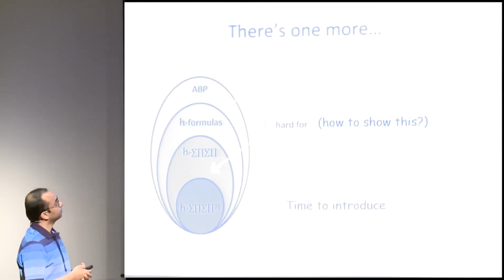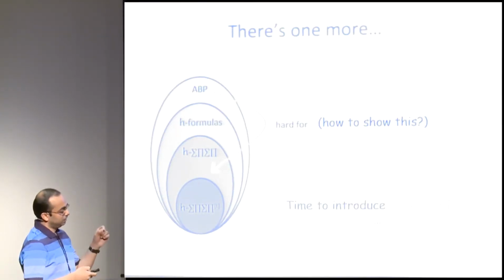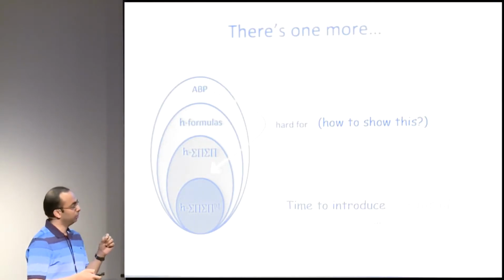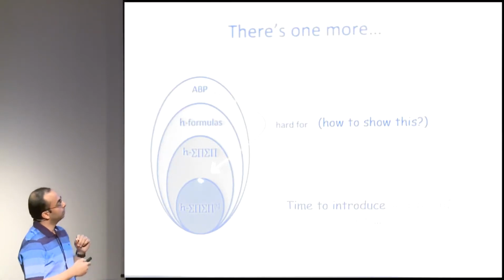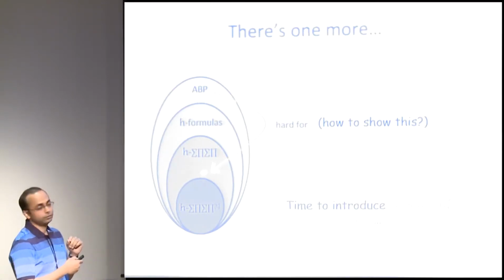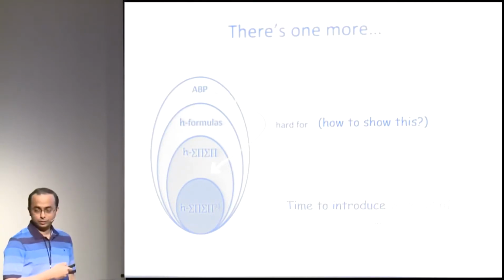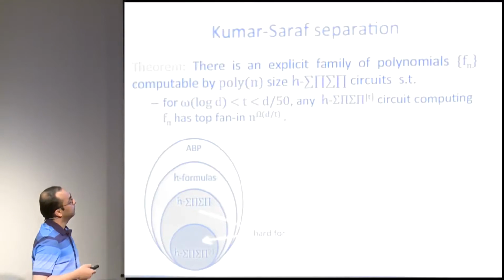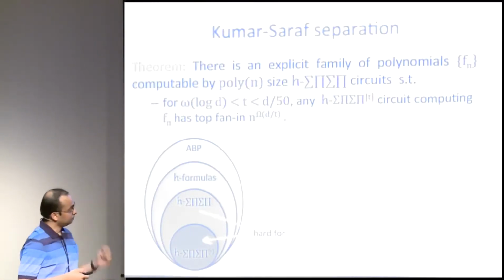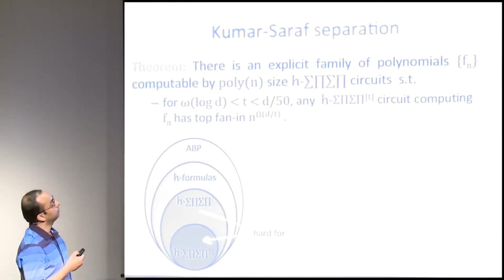Okay. It is basically these two papers which motivated us to define and explore some variants of the shifted partial measure, which might be able to exploit some weakness of the circuits here, especially homogeneous depth 4 circuits. Okay, so it's time for some variants. Before that, let me give you the statement of Mrinal and Shubhangi's paper in a little more detail.